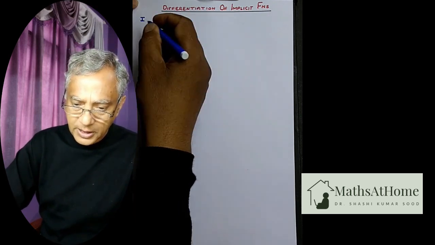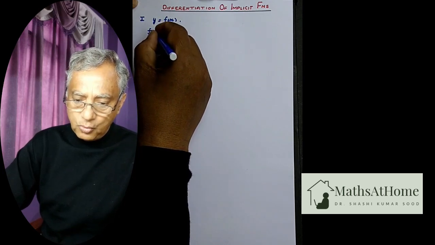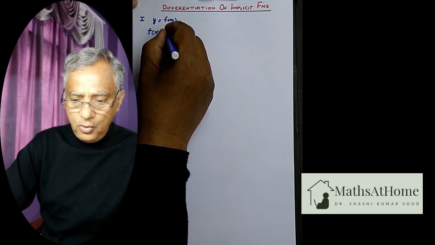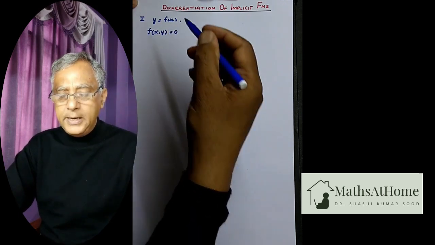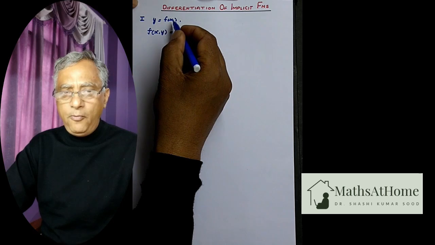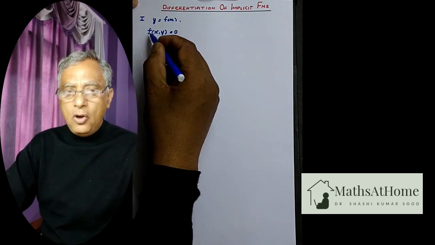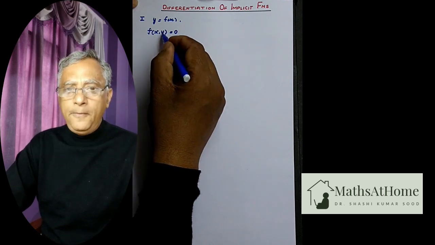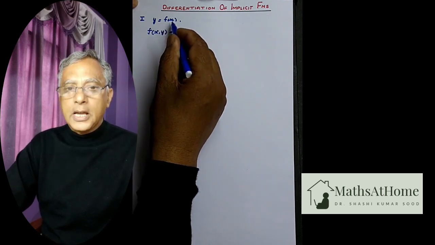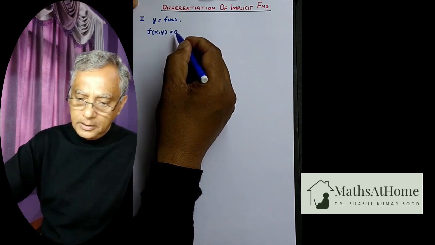And if a function is of the form f(x, y) = 0, that is, y has not been explicitly expressed in terms of x, and it is not easy or not possible to express y in terms of x, then such functions are known as implicit functions.